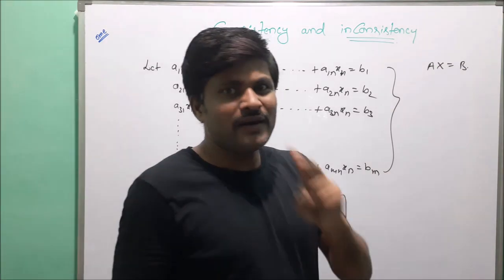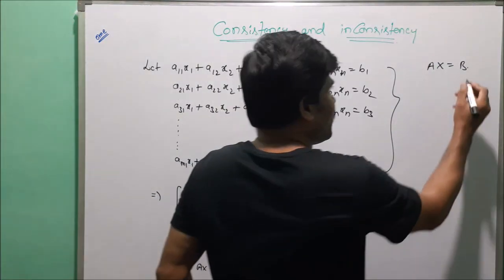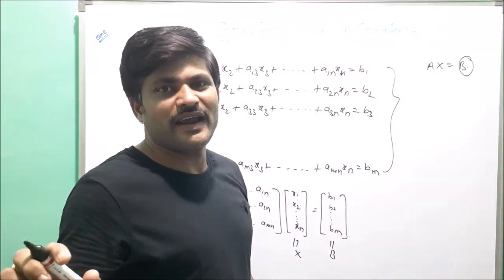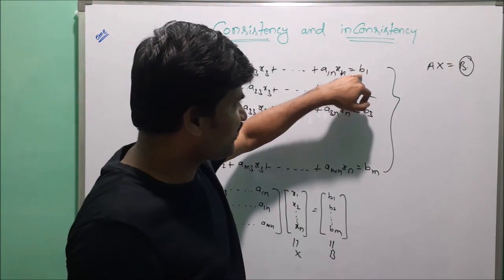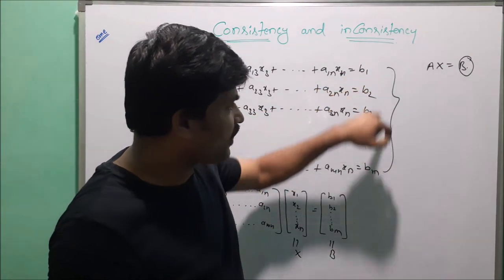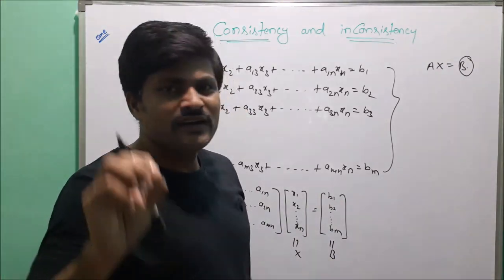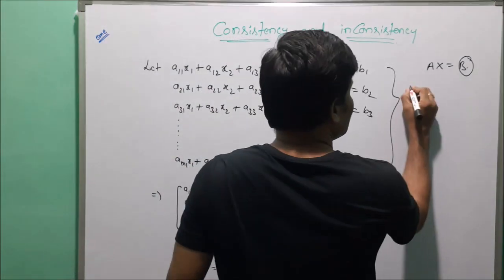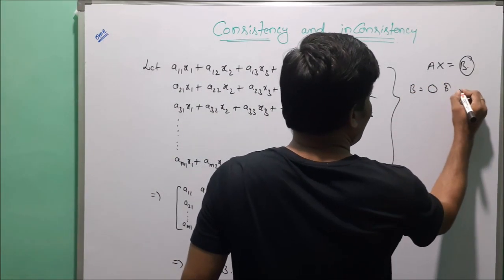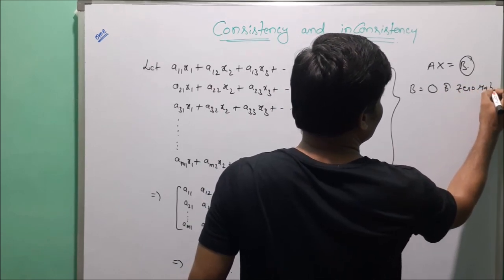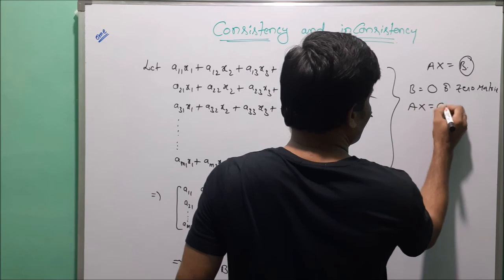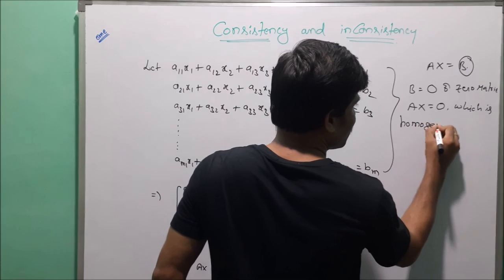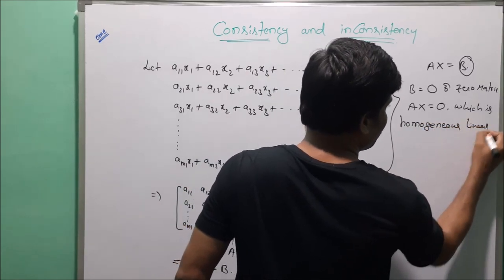So in this matrix form Ax equals b, this can be classified in two ways. Here we observe that the constant matrix b equals the zero matrix. In this system the right side values, the constants, are all zeros, then that system is called homogeneous linear system. Here b equals null matrix or zero matrix. Then the system is Ax equals O, which is a homogeneous linear system.